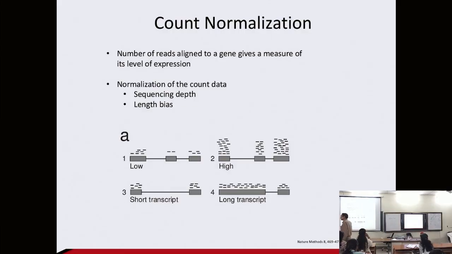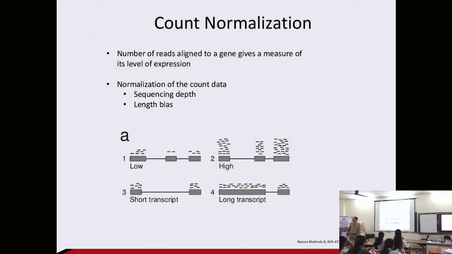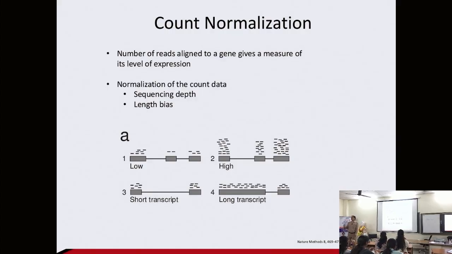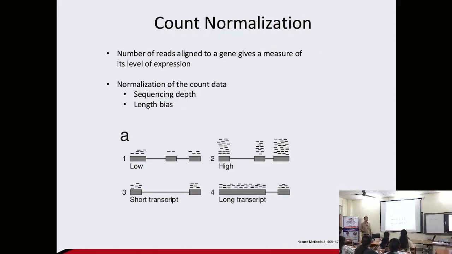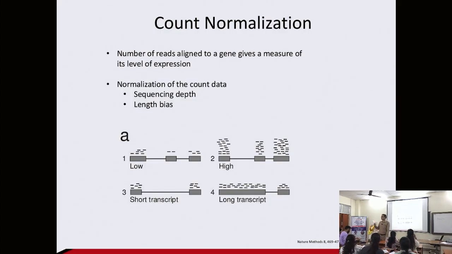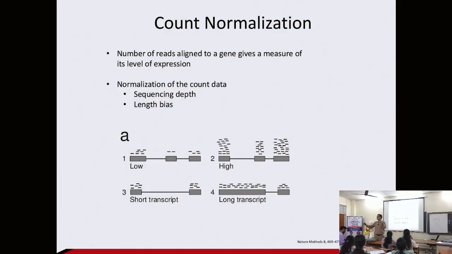Longer genes can have more reads than shorter genes, right? So this difference is not because of gene expression. This difference is because of the difference in the lengths of these two genes. So you would want to control for the length bias. You would want to normalize with respect to gene lengths also.